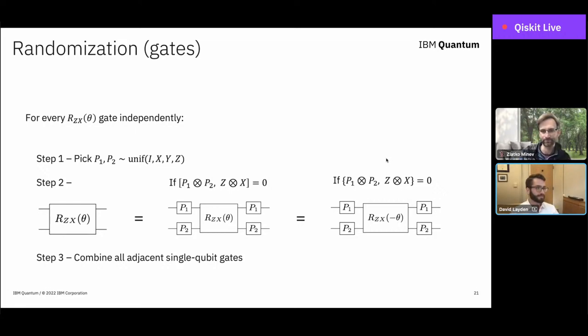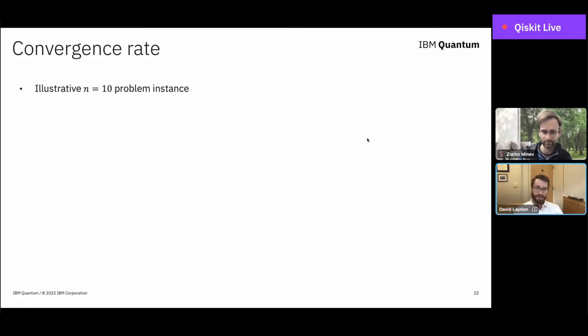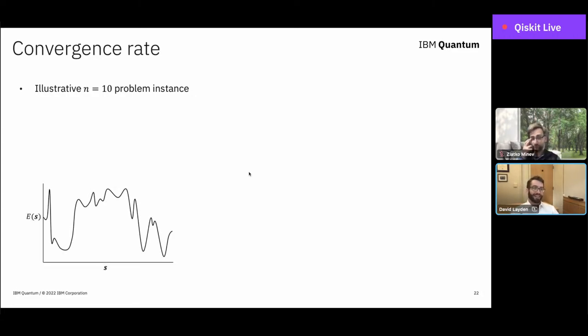Okay, awesome. Yeah. So let me try and just get into the results in the interest of time here. So we did several different experiments, but I'm going to just show you results for a particular illustrative problem instance with 10 spins. And we picked this instance because it's quite ugly. Its energy landscape qualitatively is pretty similar to what I've been showing here throughout, in the sense that it has a ton of local minima.